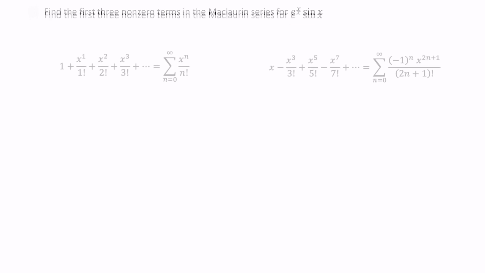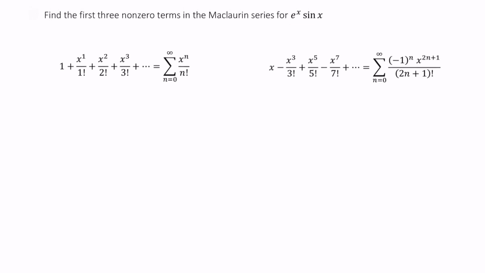Hello and welcome. In this video, I'm going to show you how to find the first three non-zero terms of the Maclaurin series for e to the x times sine x. So recall, the Maclaurin series for e to the x is here, and for sine x is here. So to get the series for the product of these, we can multiply term by term.